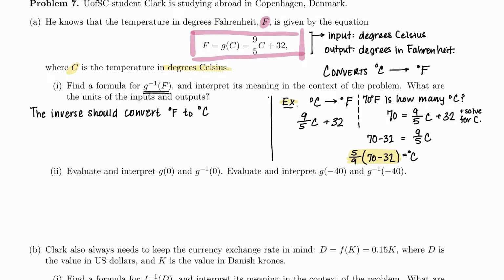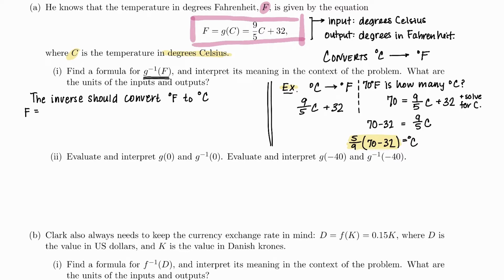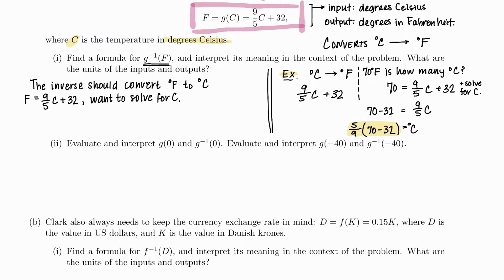So let's write this out. If I have that F is equal to 9/5 C plus 32, to get the inverse function, I just want to solve for C. And we just did that, so it's 5 over 9 times F minus 32 is equal to C. And when it says interpret its meaning in the context of the problem, what I mean is just to say that it converts Fahrenheit to Celsius.